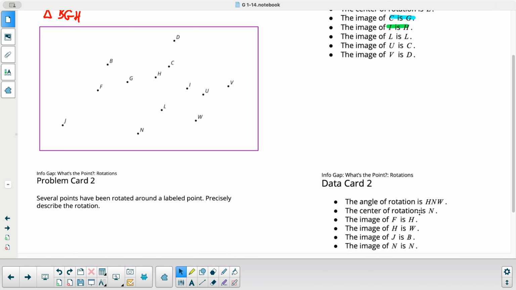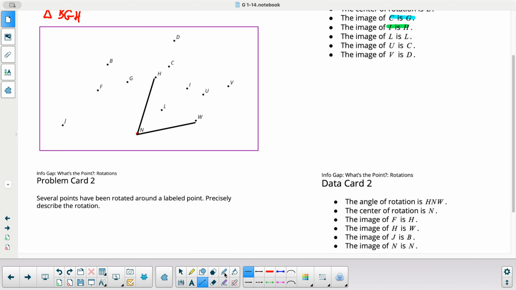So the angle of rotation they give us, and they give us the center. Center is N. So N is right here. So this is my center. My angle of rotation is HNW. They don't tell us the direction. We don't know if W goes to H or H goes to W. We know the image of F is H.